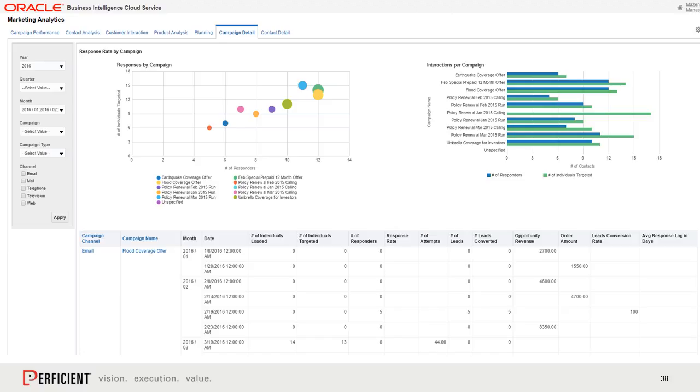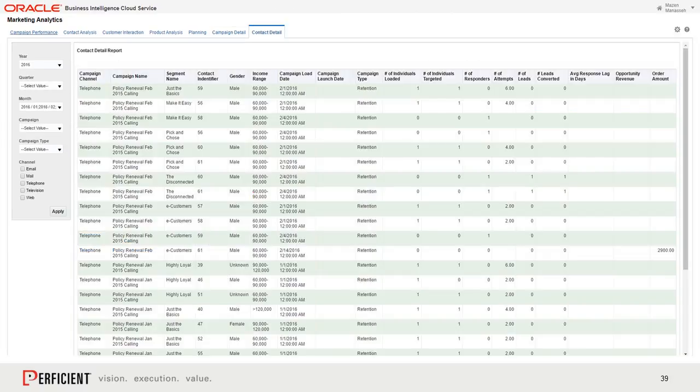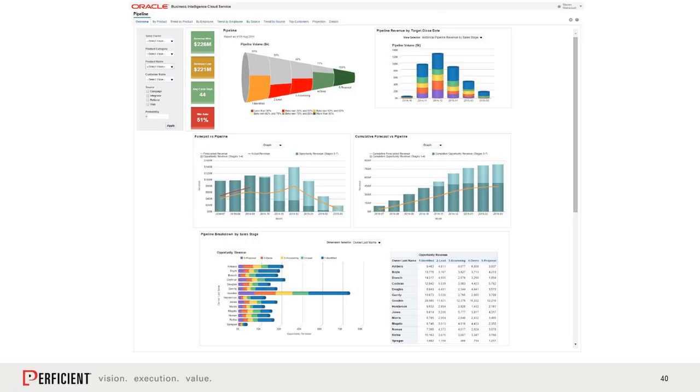Additionally, there is quite a bit of content around campaign detail, responses by campaign, interactions per campaign. We also have the customer contact detail, quite a bit of attributes which capture customer demographics. And then there is sales. There are pre-built metrics, dashboards, and reports, focusing more on the sales side as well.